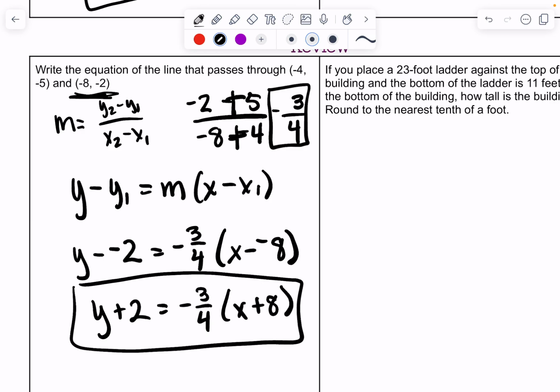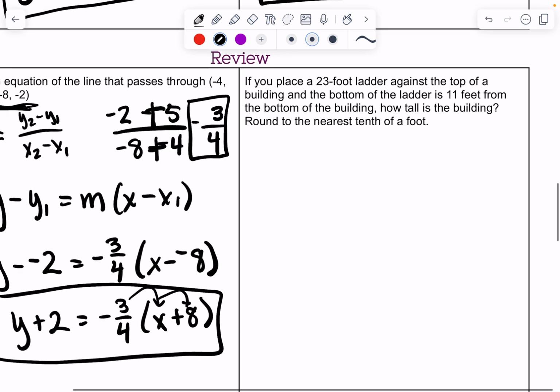You could leave it like that. If you really wanted to have slope intercept form, you would distribute and then subtract the 2 on both sides, and then you'd be in slope intercept form. But if it doesn't tell you what form they want, point slope is always fine.